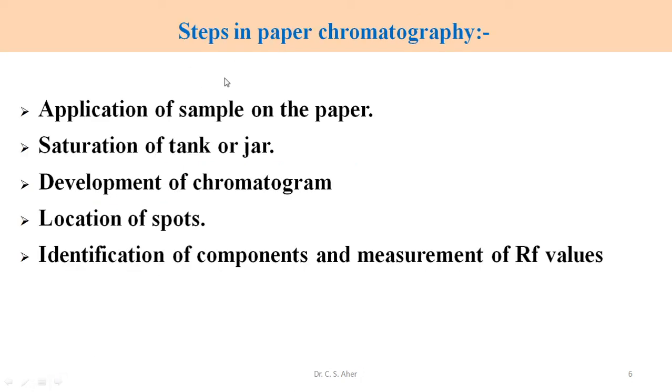Next slide. The steps in paper chromatography. What is the first step? Application of sample on paper. Second, saturation of the tank or jar. So we use either a tank or a jar. Third, development of the chromatogram. Fourth, location of spots. Fifth, identification of components and measurement of Rf value.